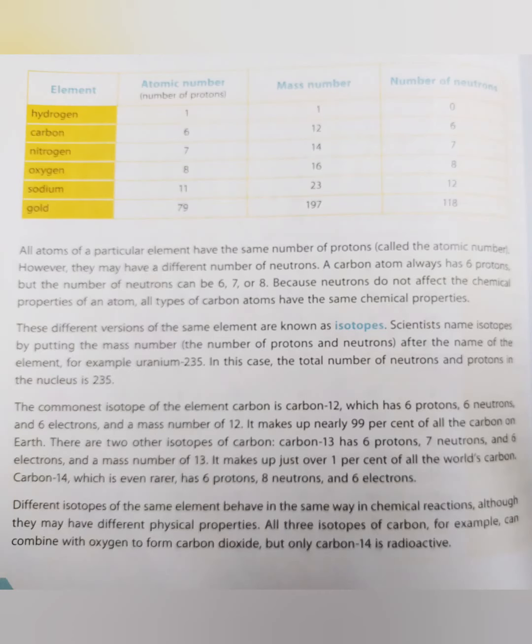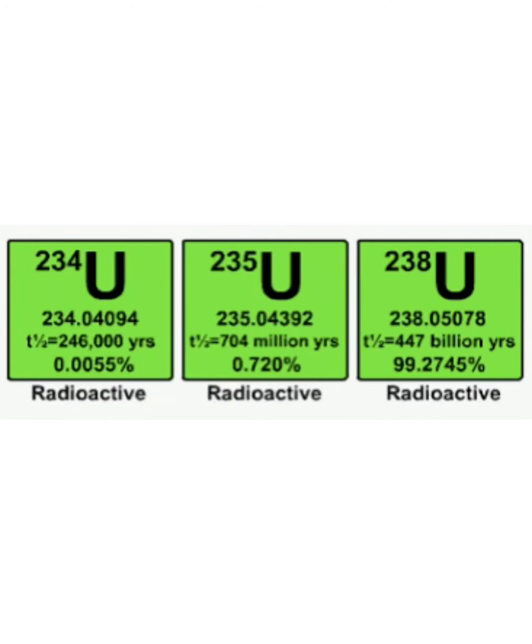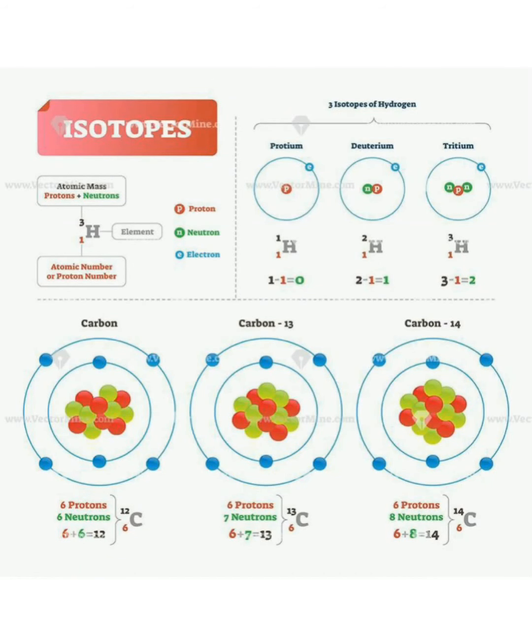Scientists name isotopes by putting the mass number after the name of the element. For example, in uranium, U-235. In this case, the total number of neutrons and protons in the nucleus of uranium is 235. There is another example. The commonest isotope of the element carbon is C12, which has 6 protons, 6 neutrons, 6 electrons. There is one more, that is C13, carbon 13. One more, that is C14. You know what are the number of neutrons in them.